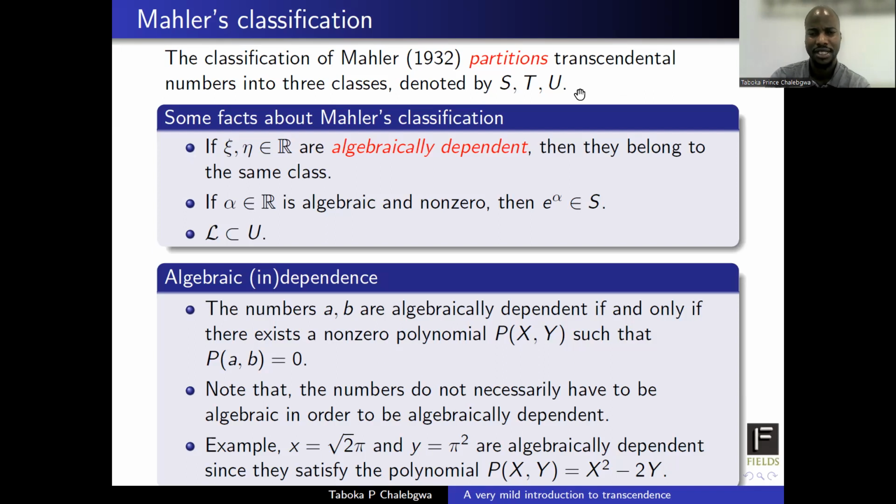It turns out that, according to his classification scheme, the exponential function sends all the nonzero algebraic numbers to the class S. Now, according to that definition, the set of Liouville numbers is a proper subset of the class U. So remember, that also means that you cannot find any Liouville numbers in the class S or the class T. We just have to bear all these facts in mind. Liouville numbers belong to the class U. The exponential function sends algebraic non-zero numbers to the class S. And if two numbers are algebraically dependent, they should fall into the same class.